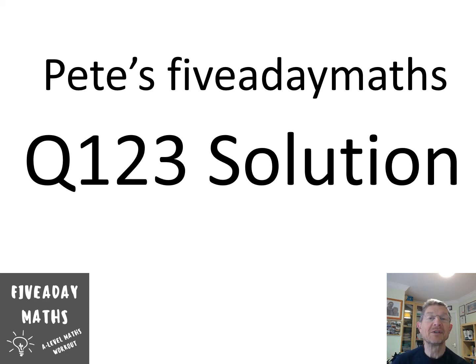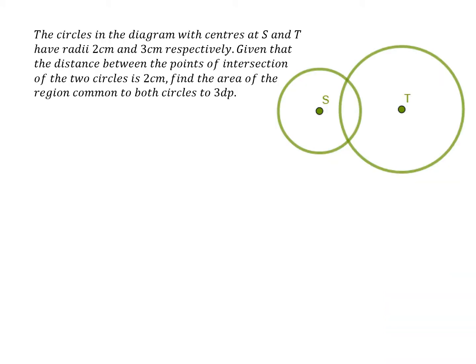So, question 123. It's not quite as easy as 123, this question. A couple of overlapping circles. Let's see how we get on. So, to help me to make sense of this question, I'm going to add a few lines to the diagram and a few measurements, in fact, all the measurements that we've been given.